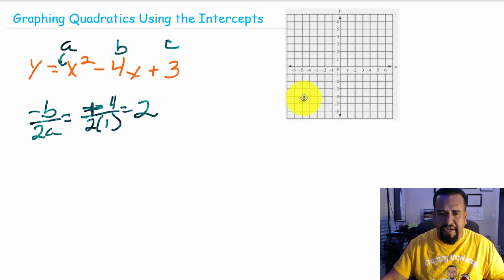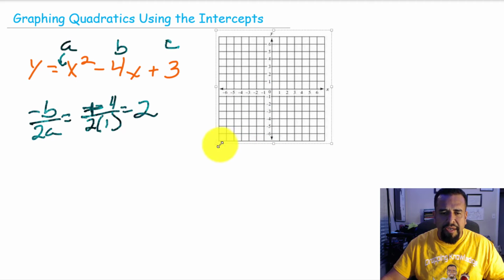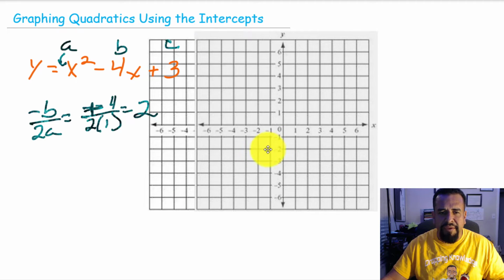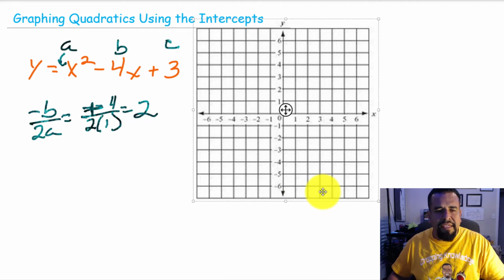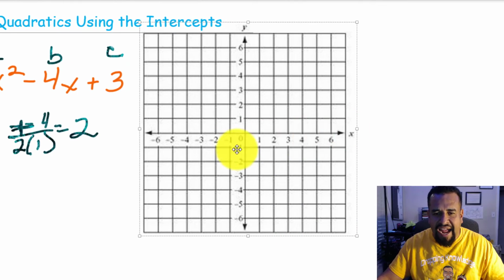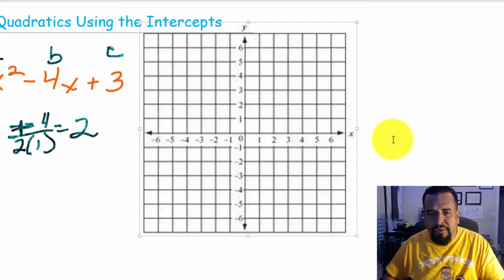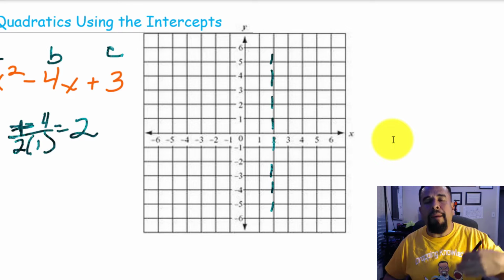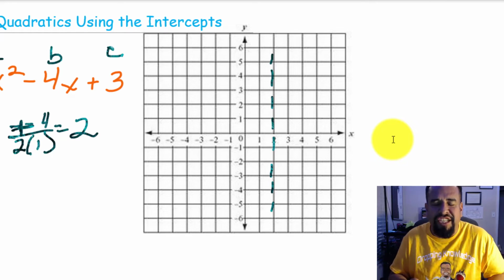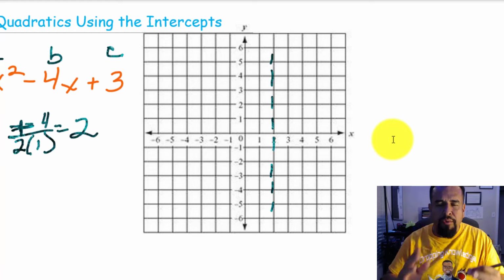Let me get this graph right here. Bring it over. Let's enlarge it a bit so you guys can see. And since my axis of symmetry is 2, I'm going to find 2 on my x-axis and just draw a dashed line. Does this have to be done every time? No. This is because I'm teaching, right? That's why I'm showing you what I'm doing.